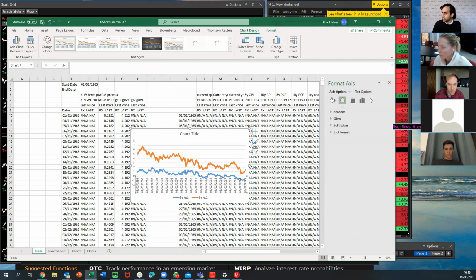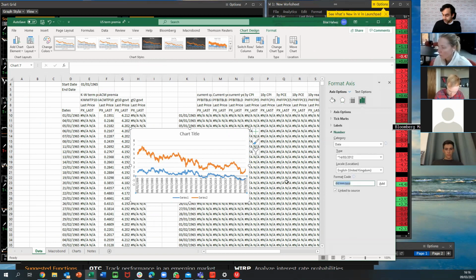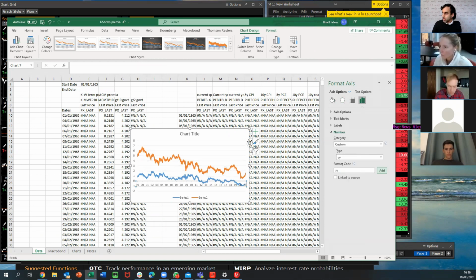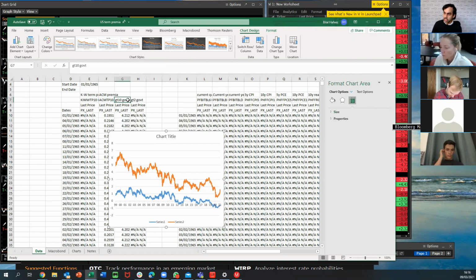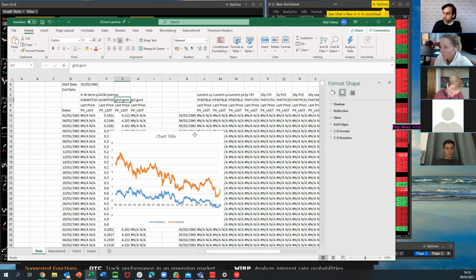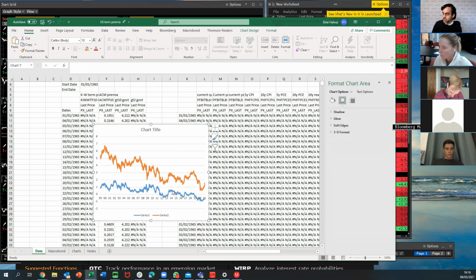This is from 1999 onwards. So this orange line, back in year 2000, 10-year interest rates in the US were around 6%, which sounds amazingly high, but there they were. And this data here, GT10 Gov, is the Bloomberg code for 10-year interest rates.